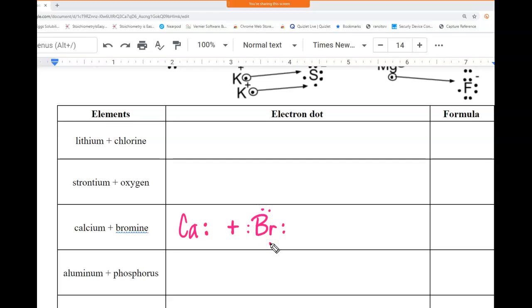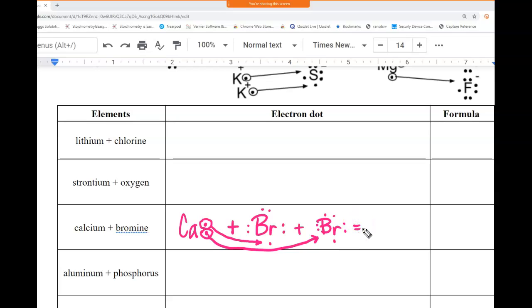And I know that metals are going to lose their valence electrons and nonmetals are going to gain. So one of calcium's electrons is going to be gained by bromine, but calcium still has another valence electron to share, doesn't it? I mean transfer. So that means calcium is going to need to find another bromine to transfer the second electron to. So this second electron is going to get transferred to this next, second bromine.